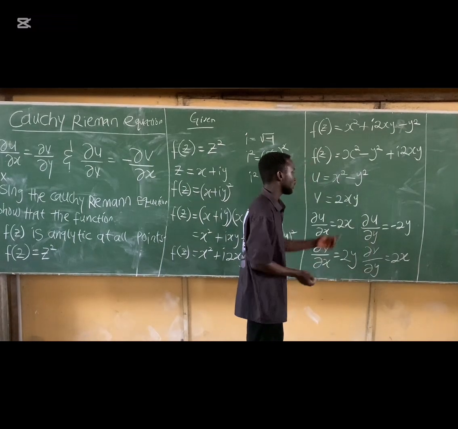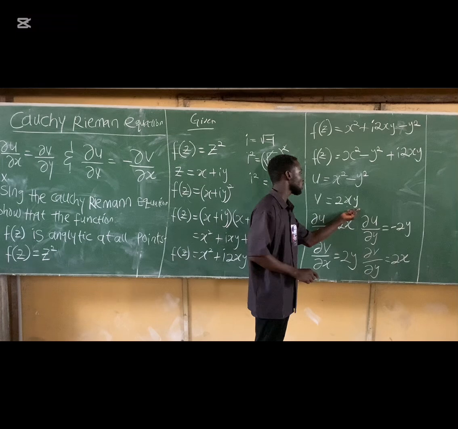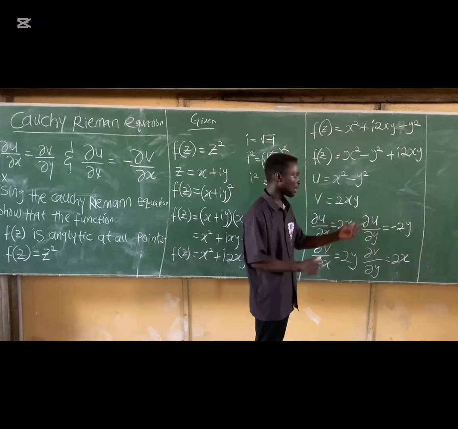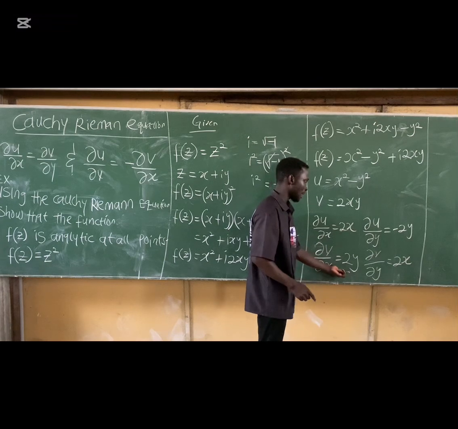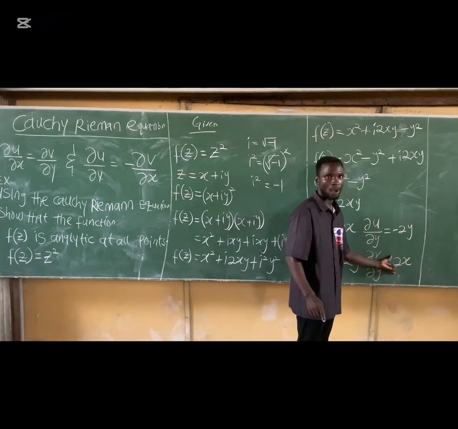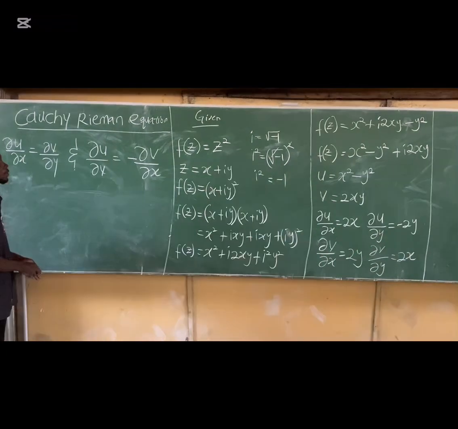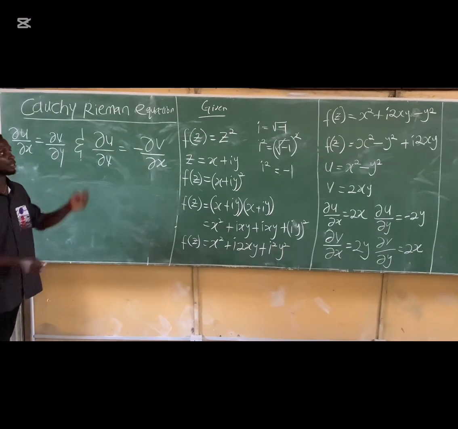Remember that when you are differentiating with respect to y, x becomes a constant, and when you are differentiating with respect to x, y becomes a constant. So if you differentiate v with respect to x, you have 2y, and differentiate v with respect to y, you have 2x. So let's check if our function is analytic using the Cauchy-Riemann equation.